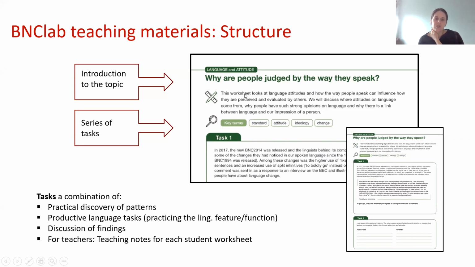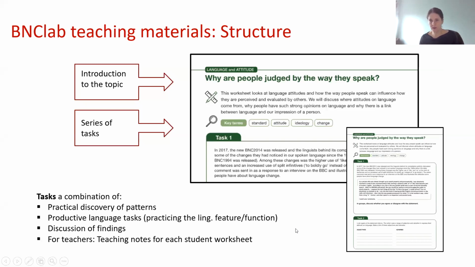The materials we create as part of this project all have a similar structure. There is the introduction of the topic, which is usually formulated as a question that students would be discovering the answer to. And what follows is a series of tasks. These tasks are a combination of practical discovery of patterns, some productive language tasks when they're practicing a certain linguistic feature or function, and then there's space for discussing the findings.